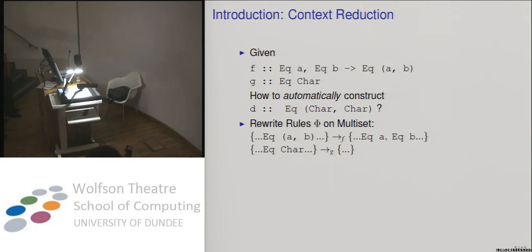For G, we just reduce away this character predicate, so we keep the rest of the context unchanged.